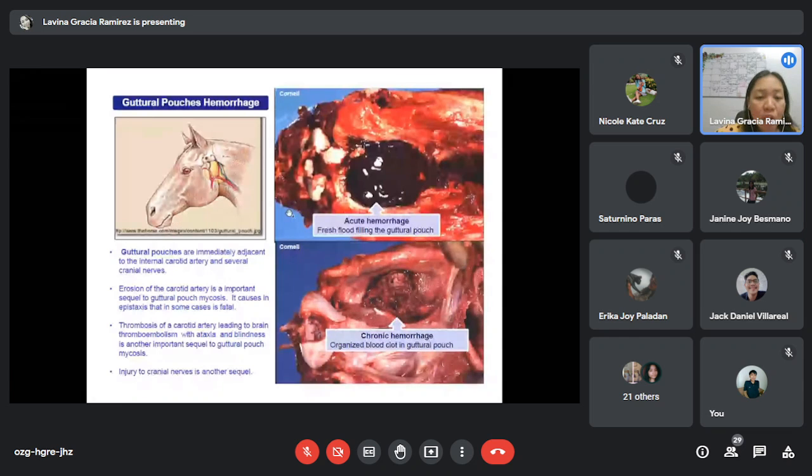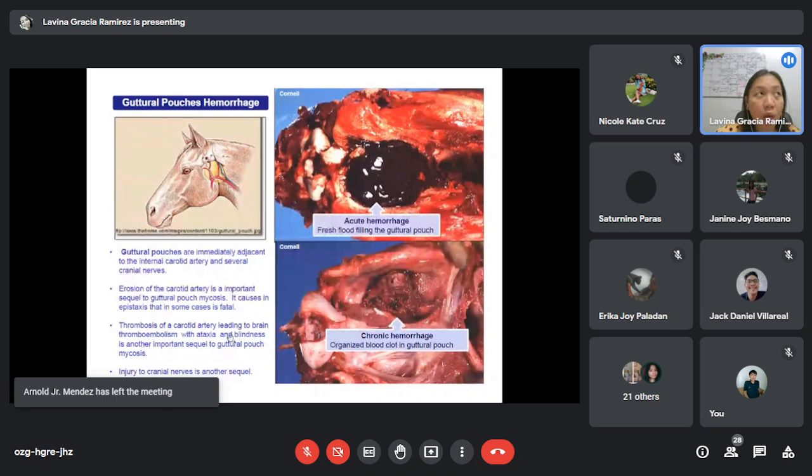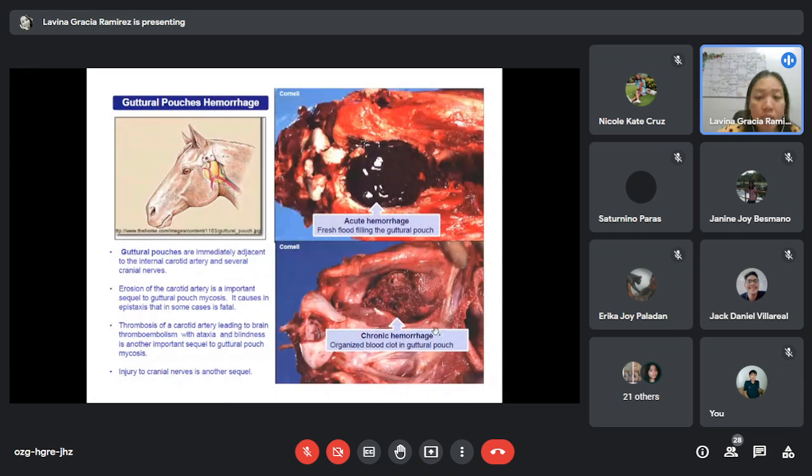Another is thrombosis of a carotid artery, which could lead to thromboembolism in the brain, especially if it reaches the chronic or subchronic stage. That is the organized clot. This will be a secondary effect, causing ataxia and blindness, depending on the extent of the thromboemboli lodgement in the brain. Injury to cranial nerves is another sequela. I hope you still remember those different cranial nerves.